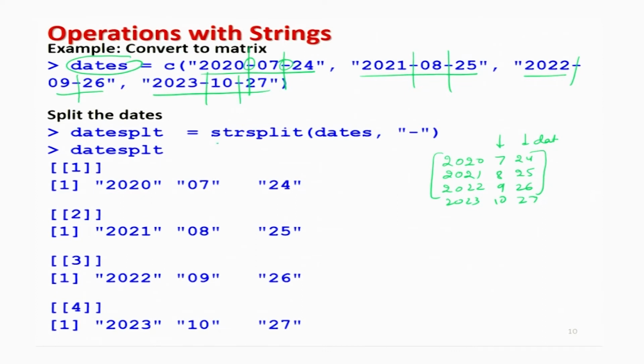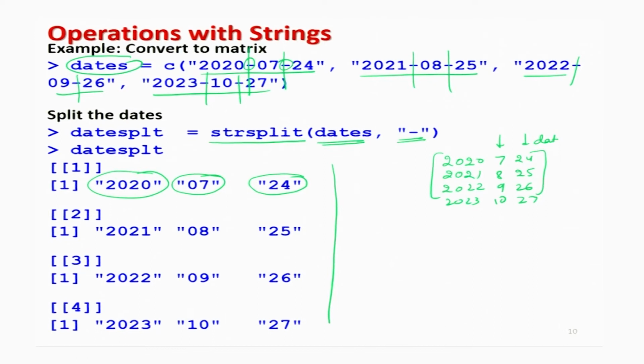So for that I give the statement strsplit, then inside the parentheses date, and within double quotes I give the hyphen sign. So you can see now I have this splitting, but the problem is that you have the splitting inside the double quotes. So these are essentially your characters.